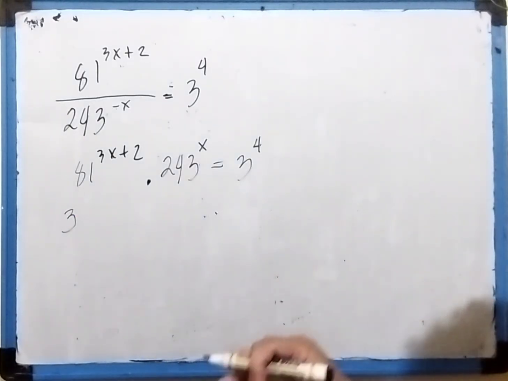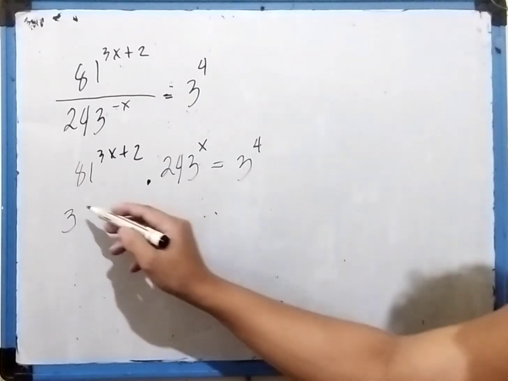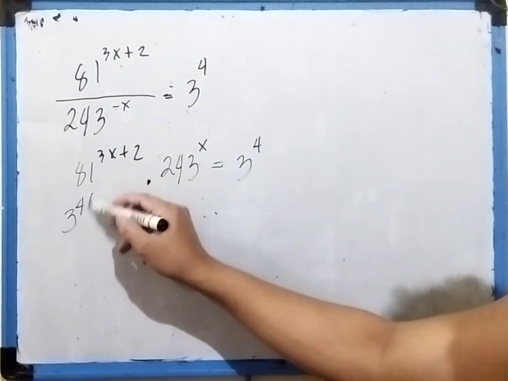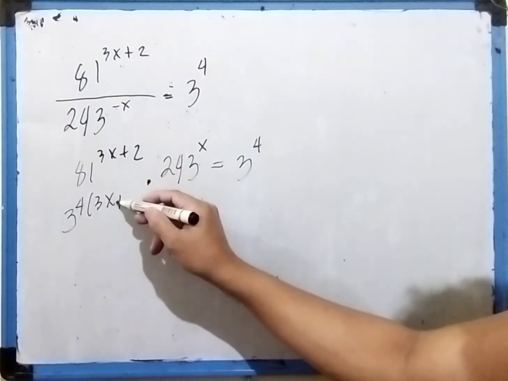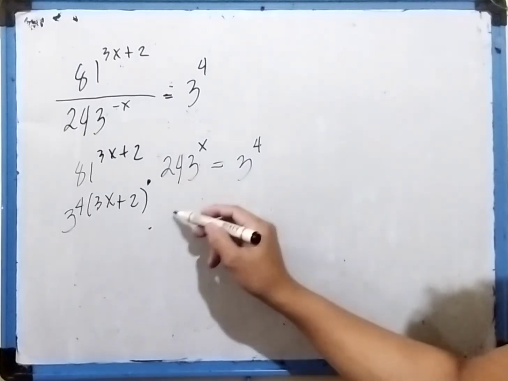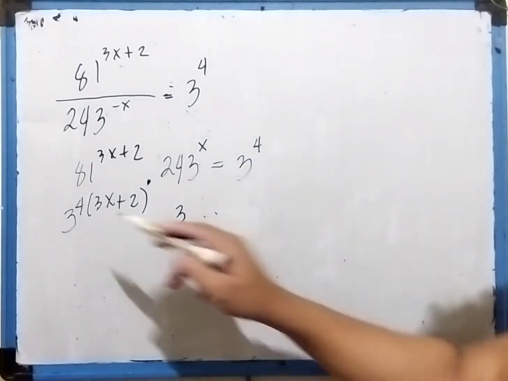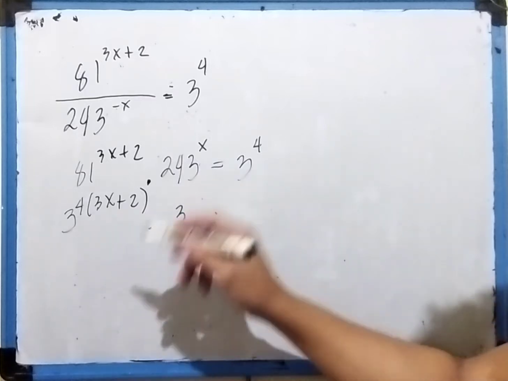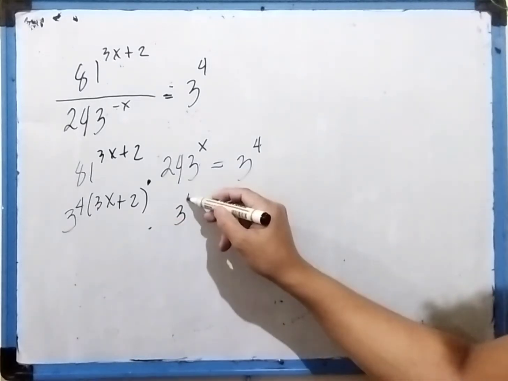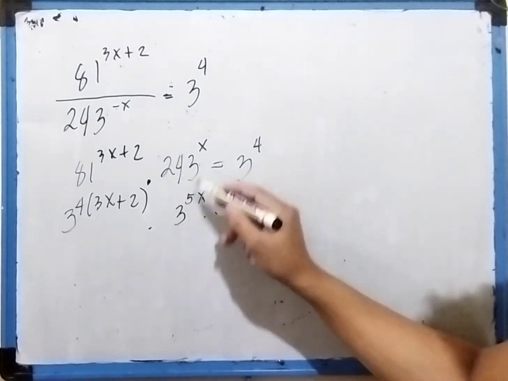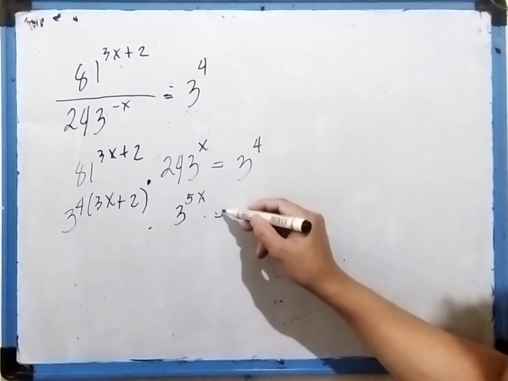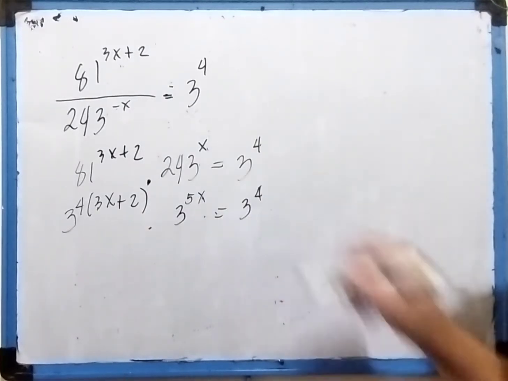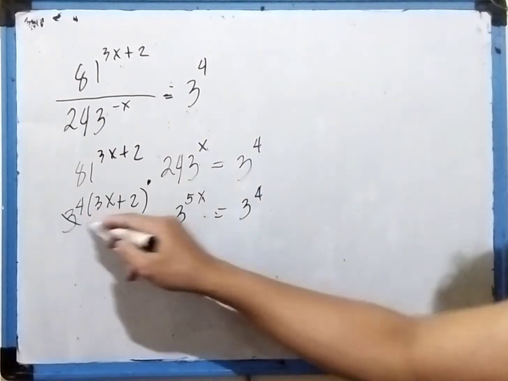That's 3 times 3, 9, times 3, 27, times 3 is 81. So we have here 4. Copy. We have 3x plus 2 times, so this is also 3. Since this is 4, 81, 81 times 3 is 243, so this is 5. So times x, because we have exponent of x. And the last one, we have 3 raised to 4. So they are all equal.